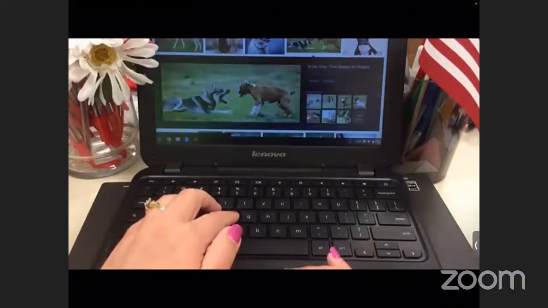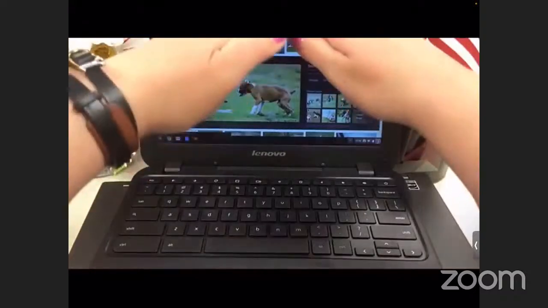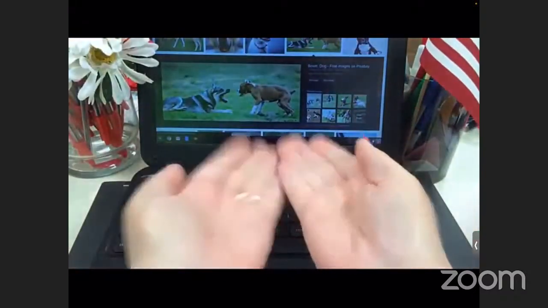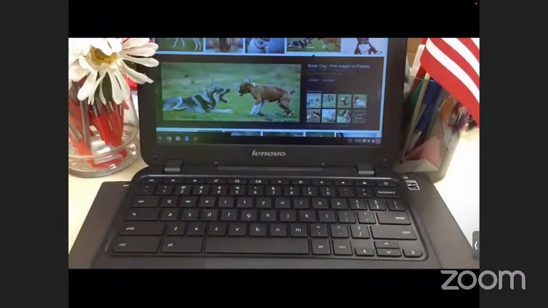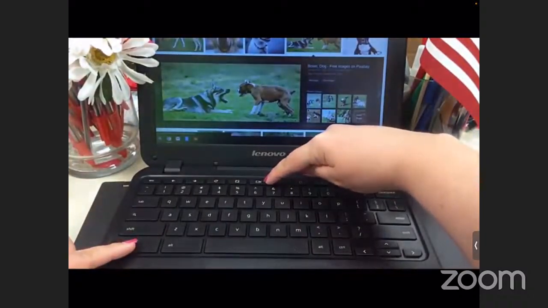Okay, there are two ways that you can screenshot or screen capture and put into projects. The first one is a screen capture. It will take a picture of your entire screen and you can paste it into a document. To screen capture, you are going to hold down the control button as well as the button above the number 6.